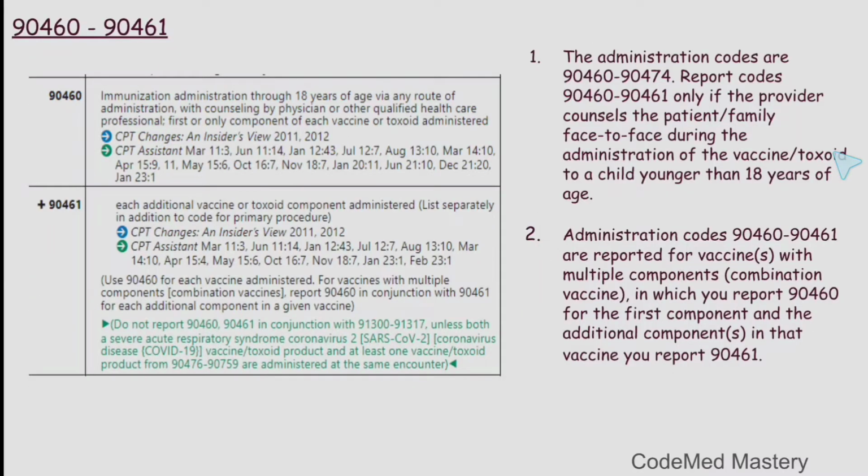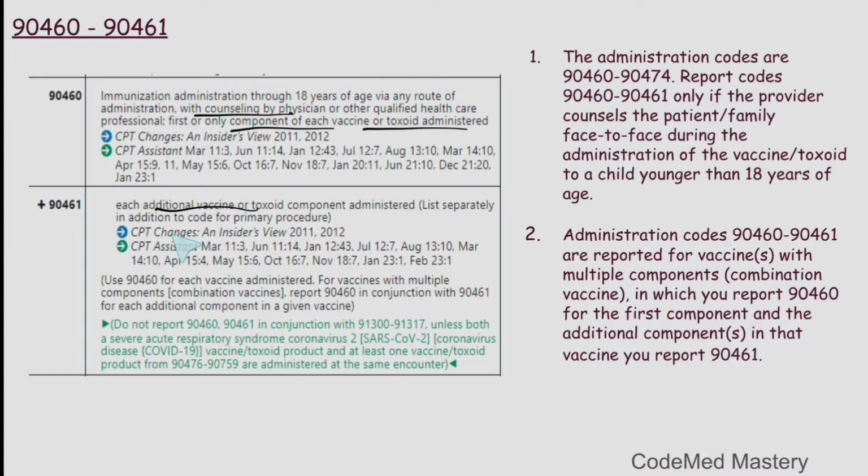Let's study the guideline further. Remember that the administration codes are 90460 to 90474. In that we have the guideline for 90460 to 90461. That is, you can see the codes immunization administration through 18 years of age via any route of administration with counseling. So highlight that with counseling by physician or other qualified healthcare professional, first or only component of each vaccine or toxoid administered, and you have the add-on code for each additional vaccine.